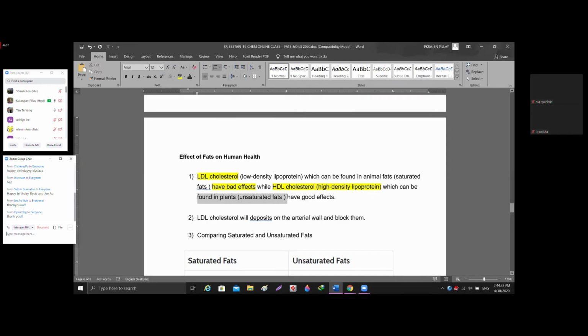Okay, unsaturated fats have good effects. Can you follow me? Yes, somebody is asking me something. Egg. John is asking me. Egg yolk contains LDL. There is LDL in egg yolk.